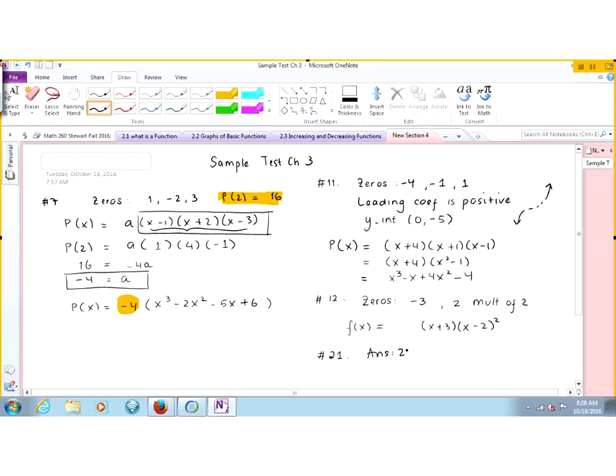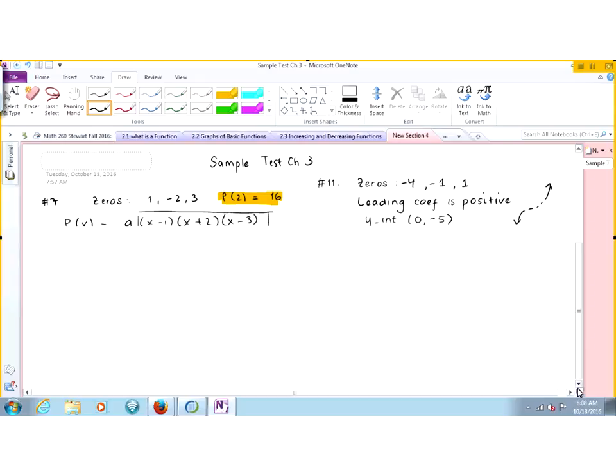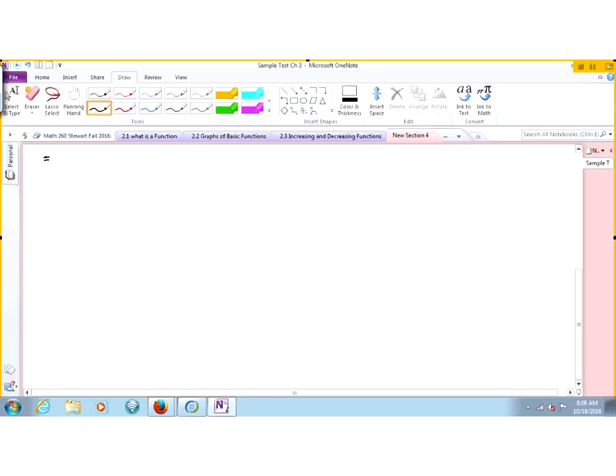Did I ever discuss the intermediate value theorem? It's like number 15. Let me discuss that a little bit. So number 15. Use the intermediate value theorem to show that the polynomial has a real zero between the given values a and b. So what is the intermediate value theorem? This is what it says, remember?